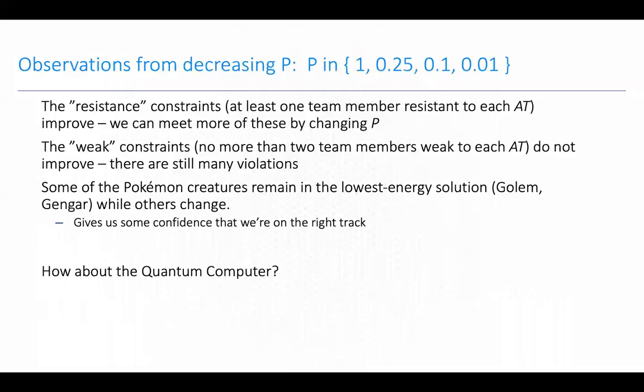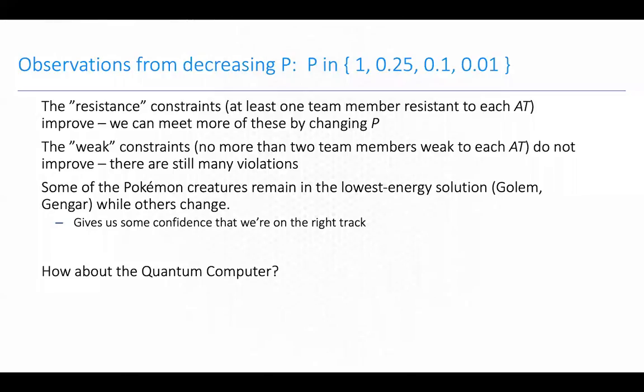Okay? So I go on, what happens? I run a series of lowering the number from 1 to some other numbers: 1/4, 1/10, 1/100th. What happens? Well, the resistance constraints, we can meet more of those, but the weak constraints didn't really get better. And so this is telling me that I have to do something else. I don't know what yet.